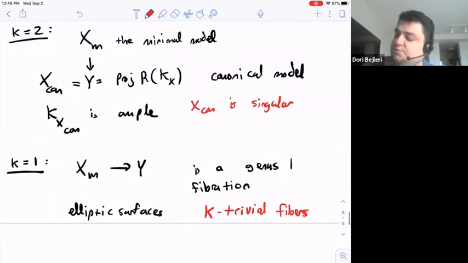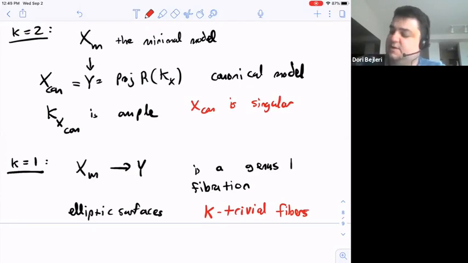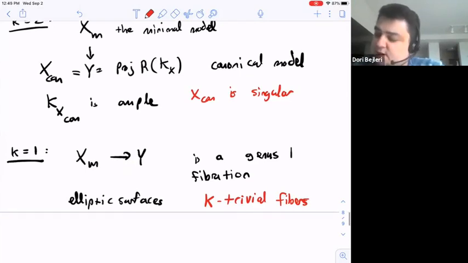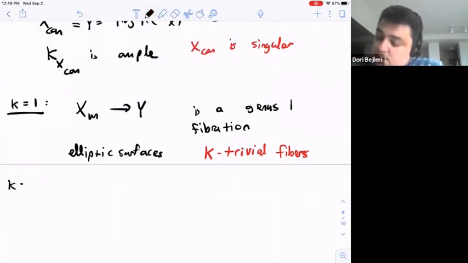So in this Kodaira dimension 1 case, we end up with a fibration over a curve where the fibers are k-trivial curves in our classification for curves. And you should start to think that this classification is going to end up being inductive in these different cases. And then in Kodaira dimension 0, well, here we don't get any information from our map to Y because Y is just a point.